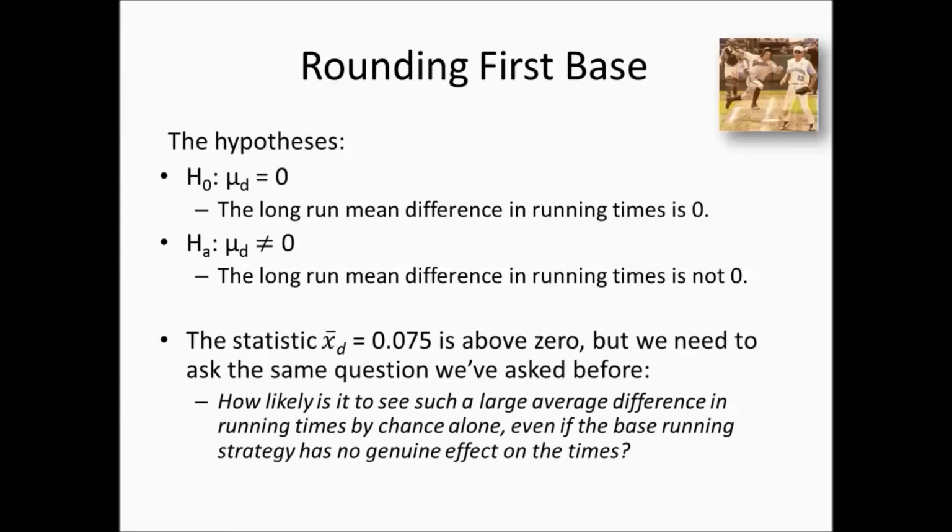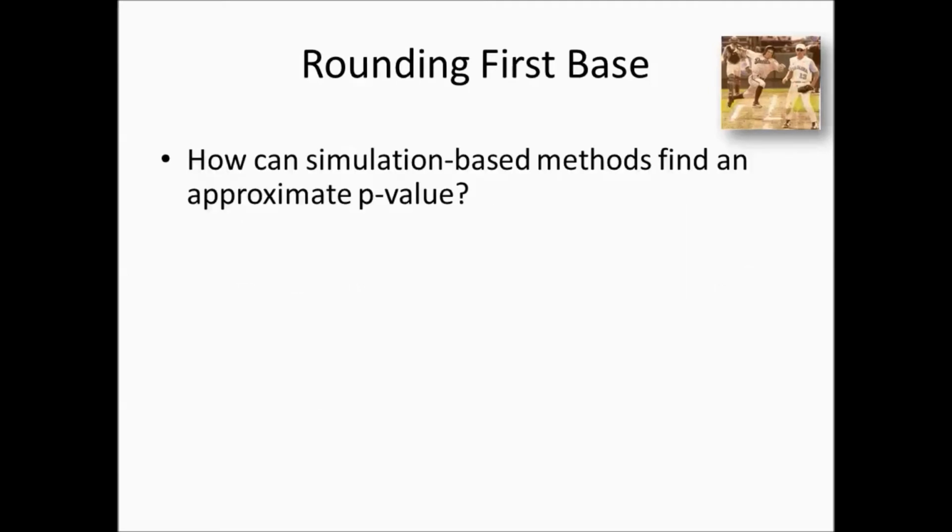Our statistic of 0.075 seconds is above 0, but we need to ask ourselves the same question we've asked before. How likely is it that we would see such a large average difference in running times by chance alone, even if the base running strategy had no genuine effect on running times? How can we use simulation-based methods to find an approximate p-value?